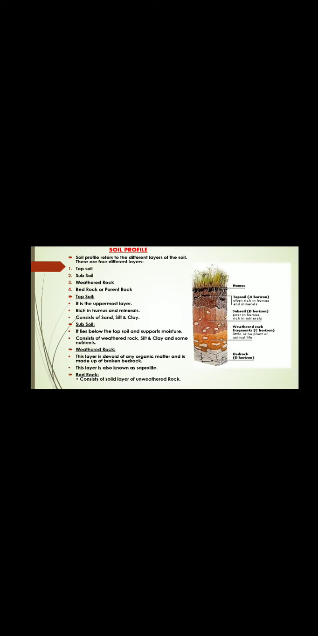Next, weathered rock. This layer is devoid of any organic matter and is made up of broken bedrock. This layer is also known as saprolite. Bedrock consists of a solid layer of unweathered rock.